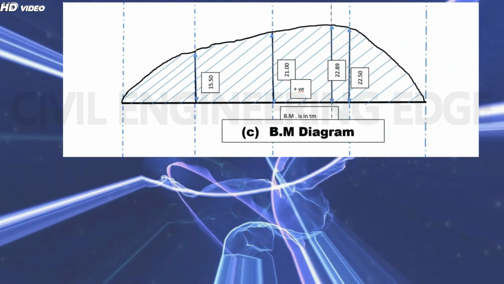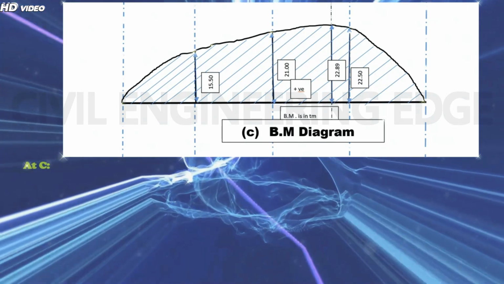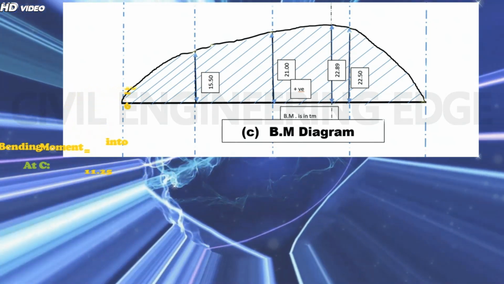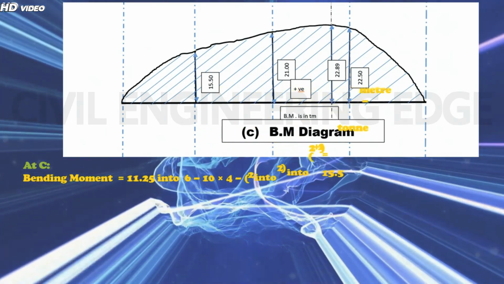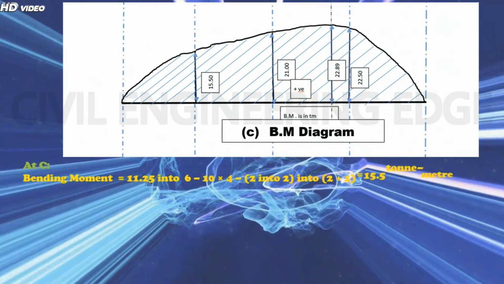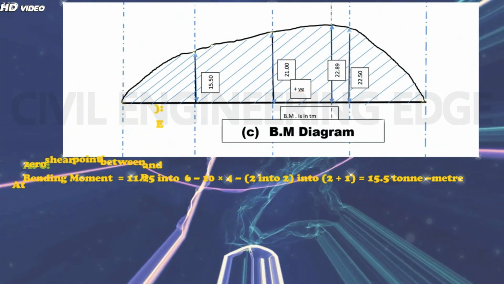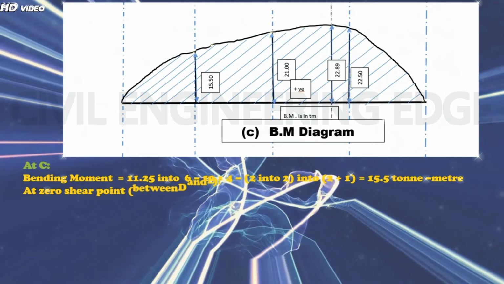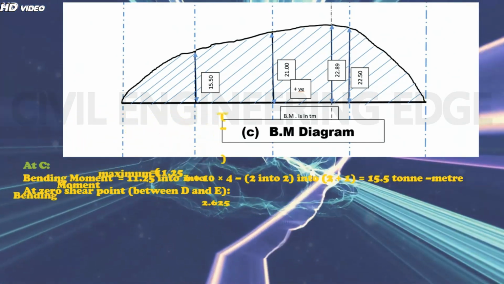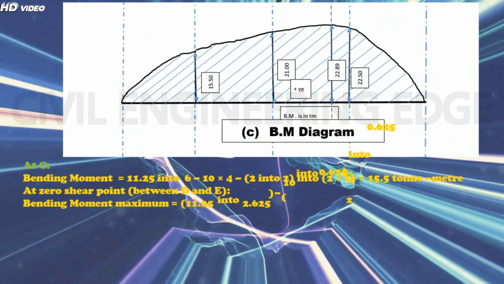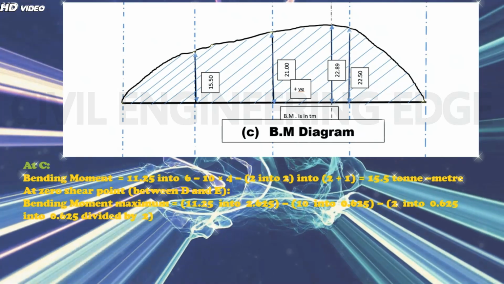Step 3. Construct the bending moment diagram, BMD. Let's calculate the BM at key points now. At E, bending moment equals RB into 2, which is equal to 11.25 into 2, which is equal to 22.5 ton meter. At D, bending moment equals 11.25 into 4 minus 10 into 2 minus 2 into 2 into 2 divided by 2, which equals 21.00 ton meter.